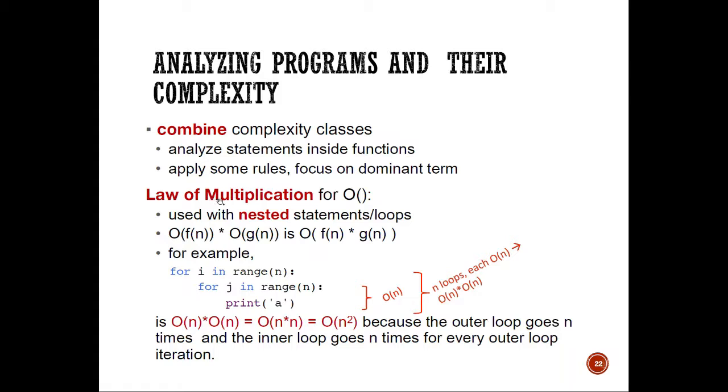Similarly, we use the law of multiplication when we have nested statements, such as loops. So the order of f of n multiplied by the order of g of n is the order of f of n multiplied by g of n. Here, for example, we have two for loops, each in the order of n. So O of n multiplied by O of n, because for each iteration of the larger loop, we have n iterations of the inner loop. So we get O of n multiplied by n, which is O of n squared. And this is because the outer loop goes n times and the inner loop goes n times for each outer loop iteration.